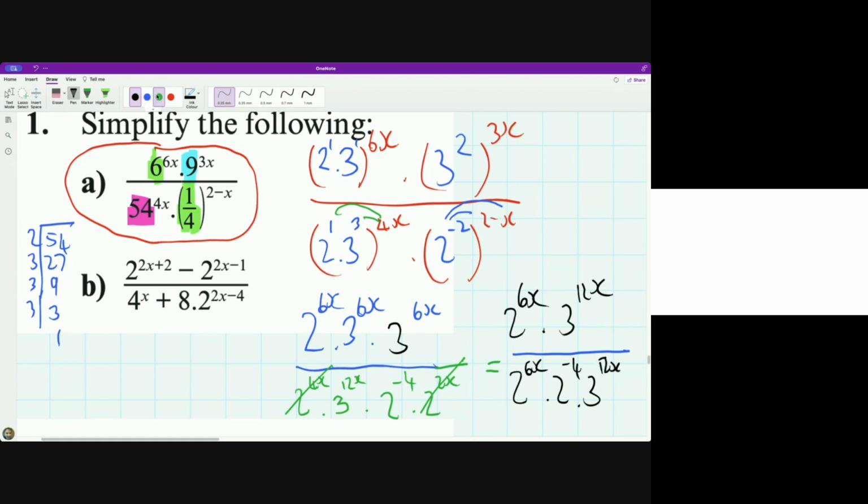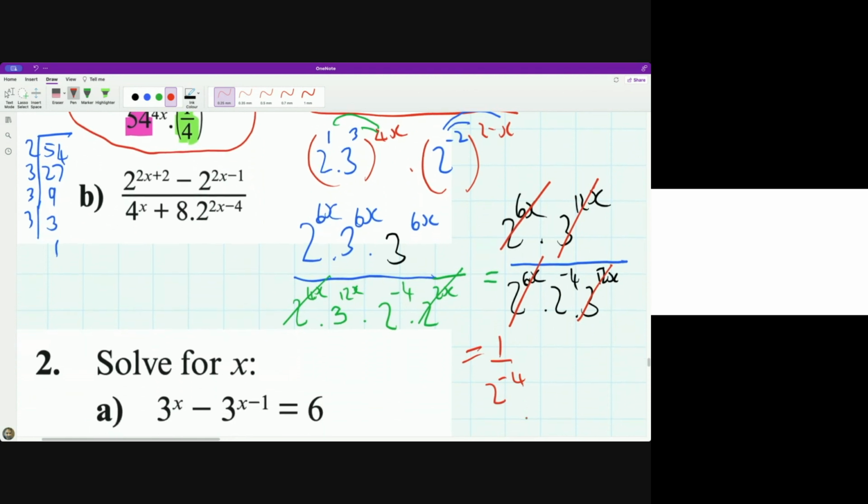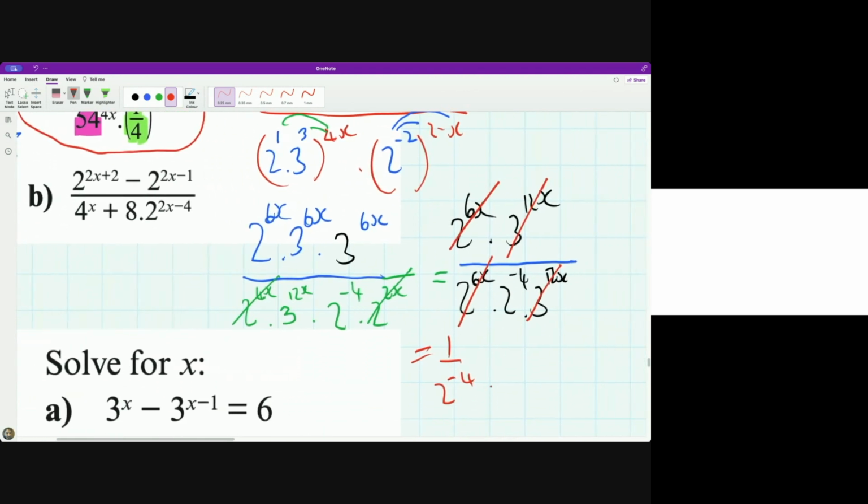Okay, things are looking promising because 2 to the 6x over 2 to the 6x is 1. 3 to the 12x over 3 to the 12x is 1. So now I'm left with 1 over 2 to the minus 4. Can I simplify that? I think I bring it to the top, and then I could leave it like that, or I could say 2 times 2 is 4 times 2 times 2. The final answer is 16.